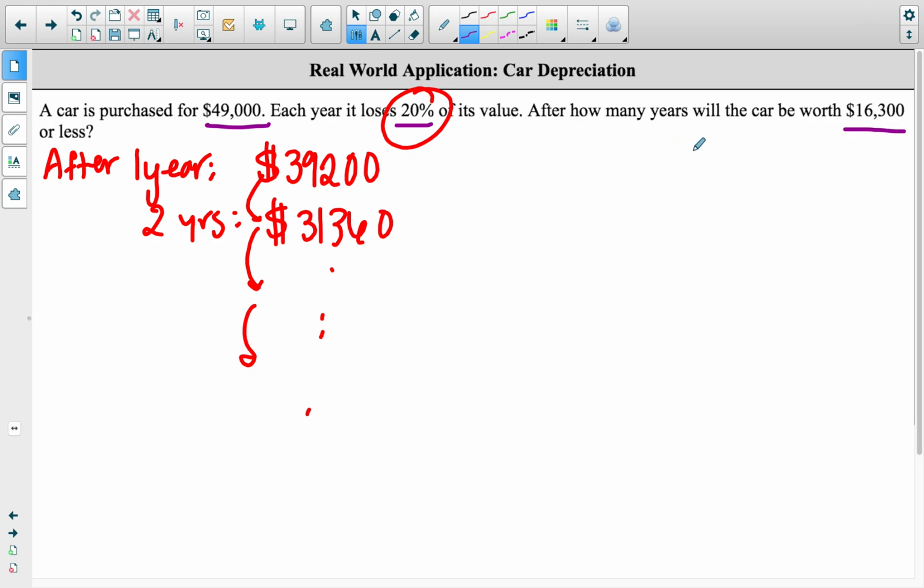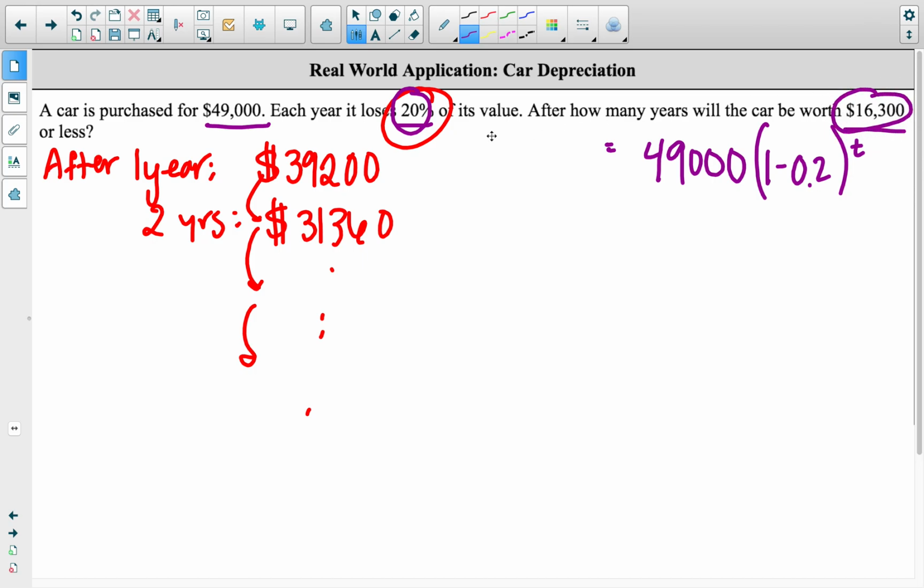or we could recognize that this is an exponential decay function. And so the value is equal to the original number, 49,000, times, since this is decay, 1 minus 0.2. That's going to be our rate here, because if it loses 20%, it's worth 80%. And we're going to raise that to the power of how many years are happening.